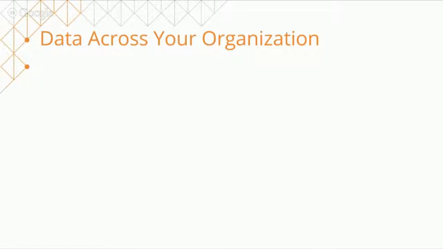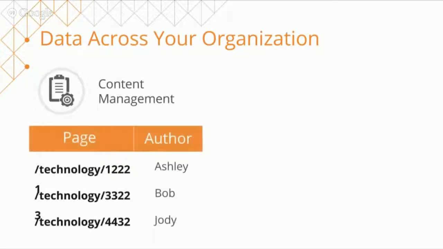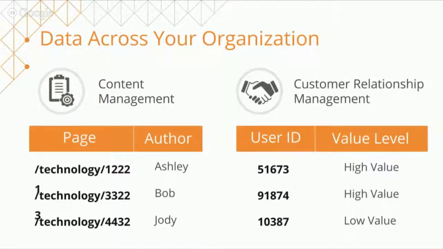But we also have data across other areas of our organizations, like you pointed out, Marcia. So we have a content management system. So maybe in there we have all of our pages and then a list of which authors belong to which pages. And then we also have a customer relationship management system, our CRM system. And in there, we may have a user ID for all of the users that are coming to our site and a value attached to them for how frequently they come or how valuable we think they are as customers.